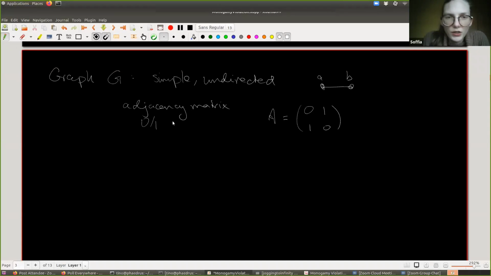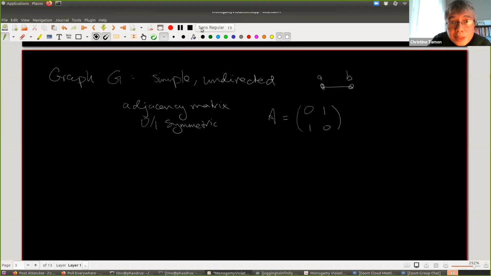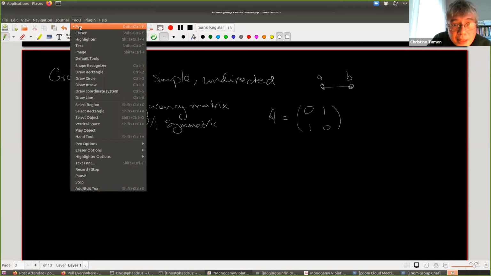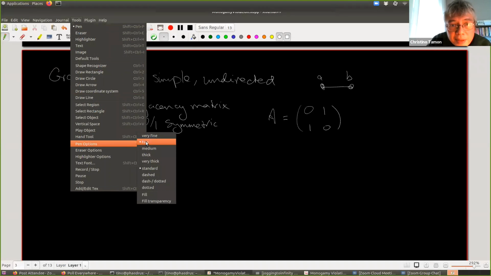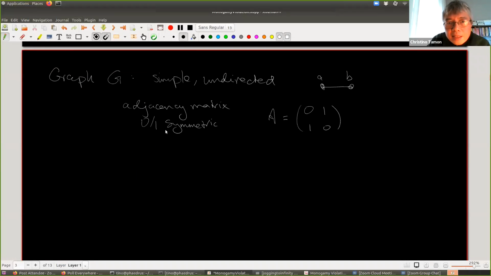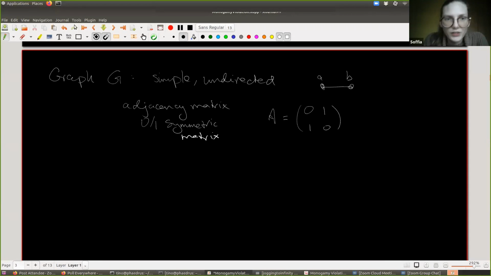Tino, would you be able to make the pen just a little bit thicker? Yes, I think so. Let me see. I did have a pen option. Here we go. What about thick symmetrics? Is that better? Yeah, I think that's better. Okay. Good.